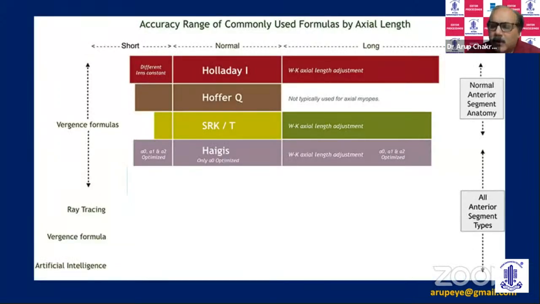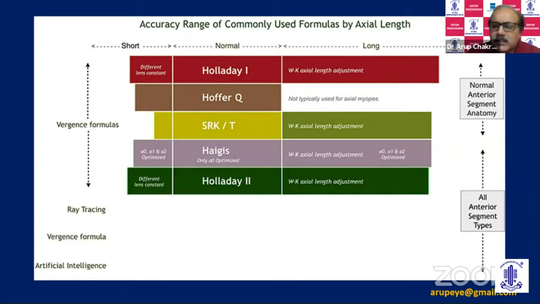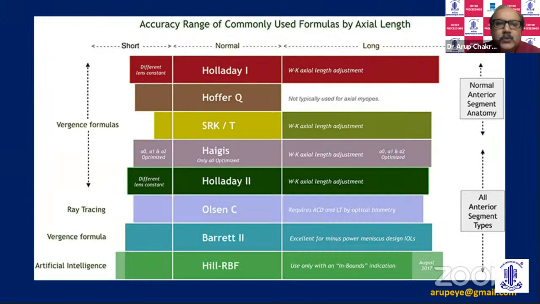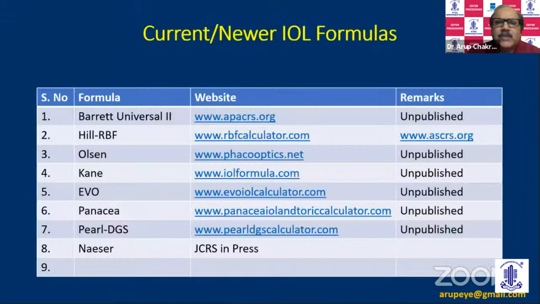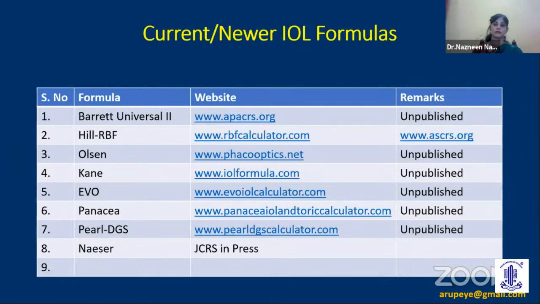Now, there's one enigma here. Our generation has grown up using Holladay 1, Hoffer Q, SRK/T, Haigis, and then came Barrett, Universal 2, Hill RBF. And we are told that the last two formulas should be enough for most of our purposes. We don't have to use multiple formulas. But if you see the recent literature, the last 3 or 4 years, there have been multiple new formulas that have come up. As you see here in this chart, there is the Kane formula, EVO formula, Panacea, Pearl DGS, Nallasamy, T2, and many of these formulas have been doing extremely well if you go by the reports published in the literature in the last couple of years.